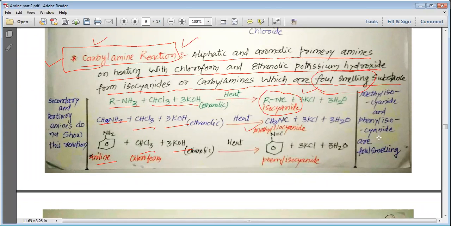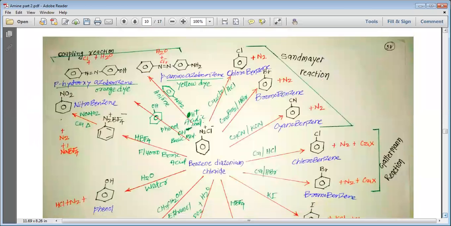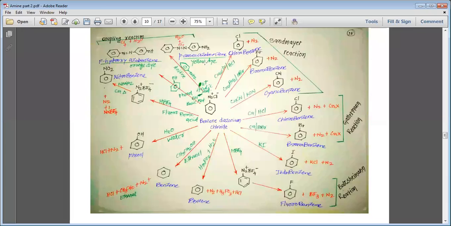So methyl isocyanide and phenyl isocyanide are foul smelling substances, and a very important point is that secondary and tertiary amines do not show these reactions. So when you want to separately observe the primary amine and the secondary amine, or when you want to identify a primary amine that is different from the secondary and tertiary amines, we use this carbylamine reaction, because this foul smelling substance isocyanide is given only by the primary amines, but not by the secondary amines or tertiary amines.